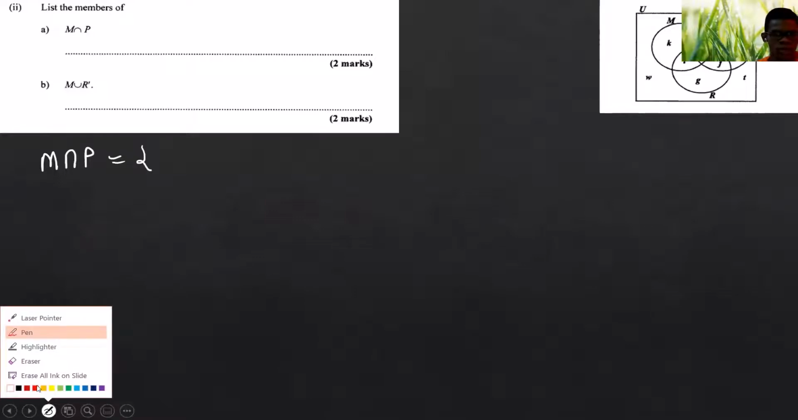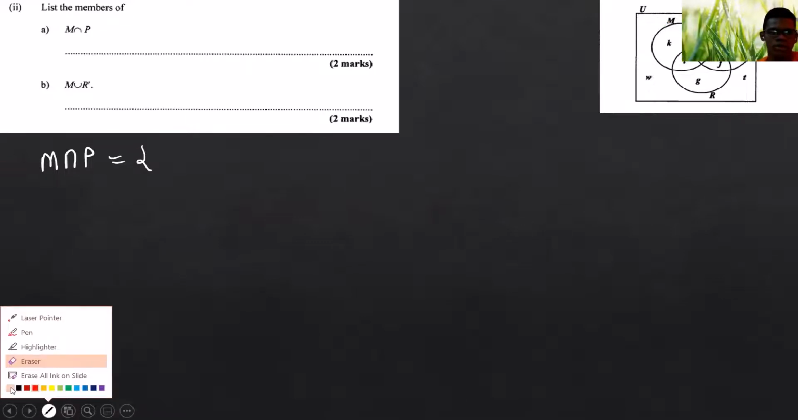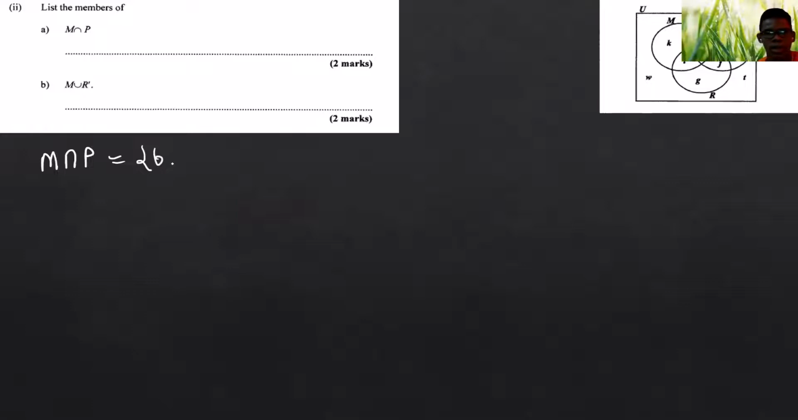So let's go ahead to our Venn diagram. M intersect P would be what's in both M and P. That would be the intersection of the circles, right? This is M intersect P, right? M intersect P would be in the middle here. And those two elements are B and D, right? B and D stand in both circles, P and M.